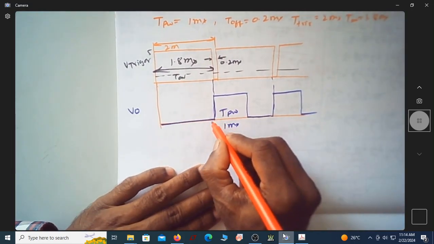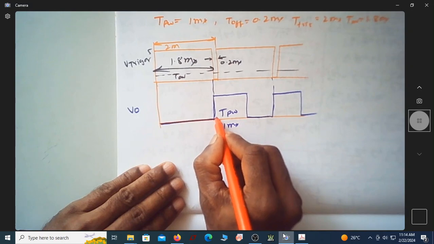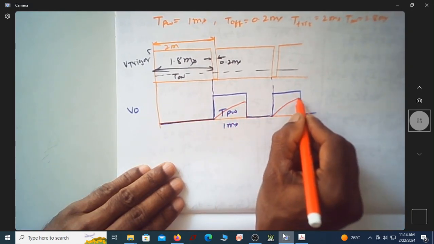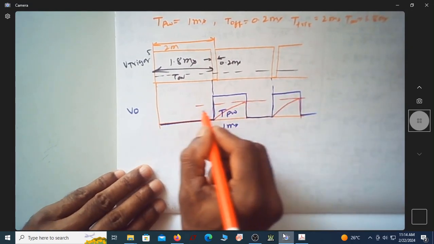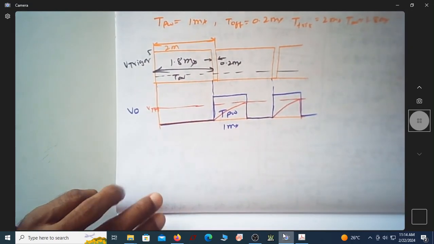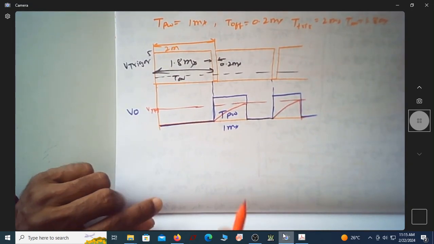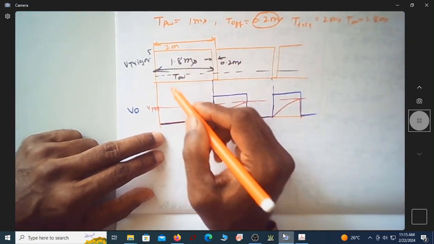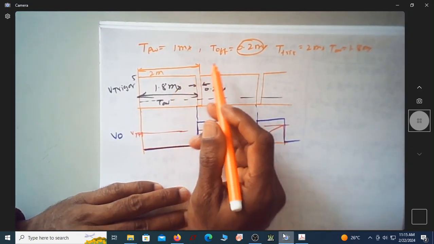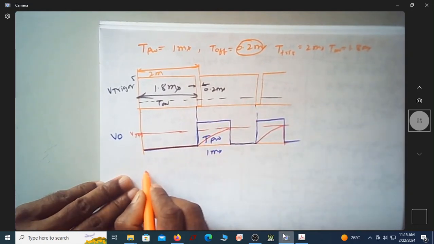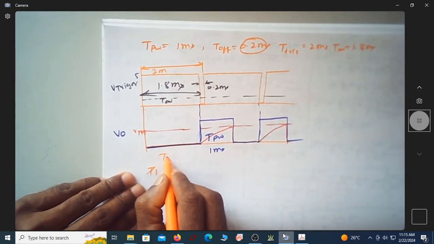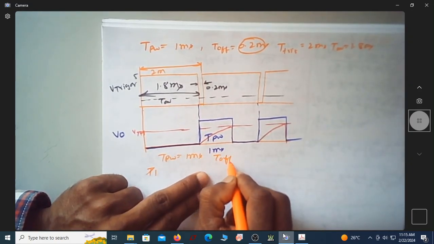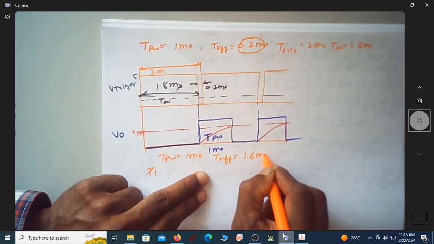This is your capacitor voltage, it goes up to VTH and then comes down. This again goes up to VTH and comes down. So this is your VTH. Now assume that this is not 0.2 millisecond. Again let us take the same TPW equal to 1 millisecond. Let me take T off equal to 1.6 millisecond.